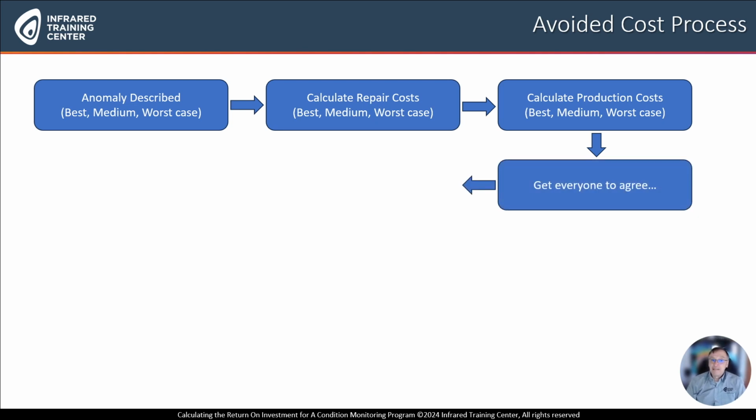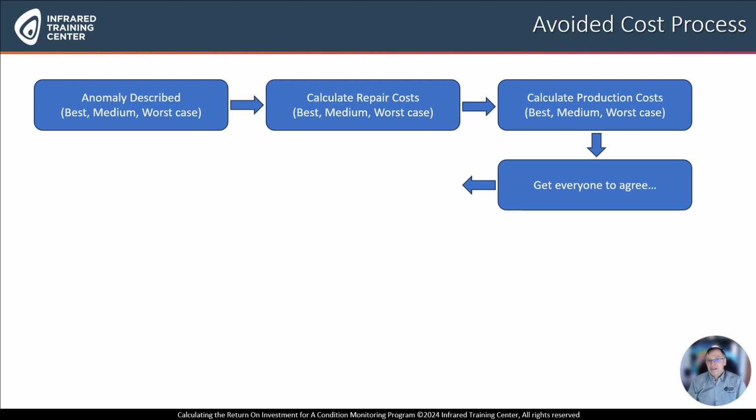And then we get everybody to agree, and this is a really important part, okay? This is usually where there's a lot of agreement between maintenance, between management, between the inspectors. We know the best case would be nothing happens and it gets repaired, okay? The medium case is we have to take an unexpected outage to repair it. In the worst case, it fails catastrophically.